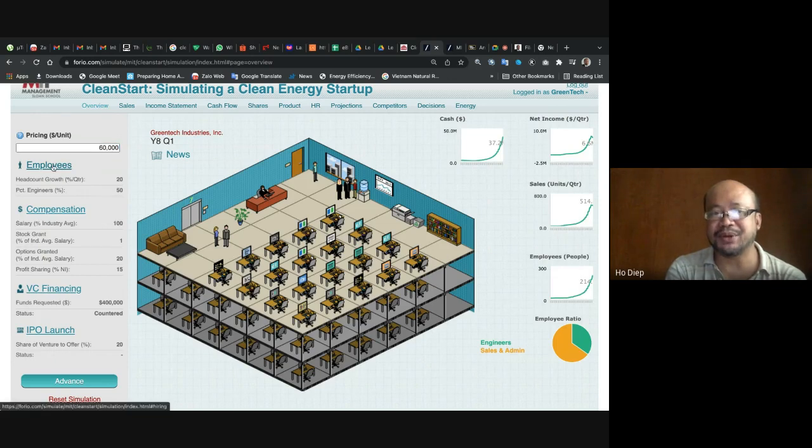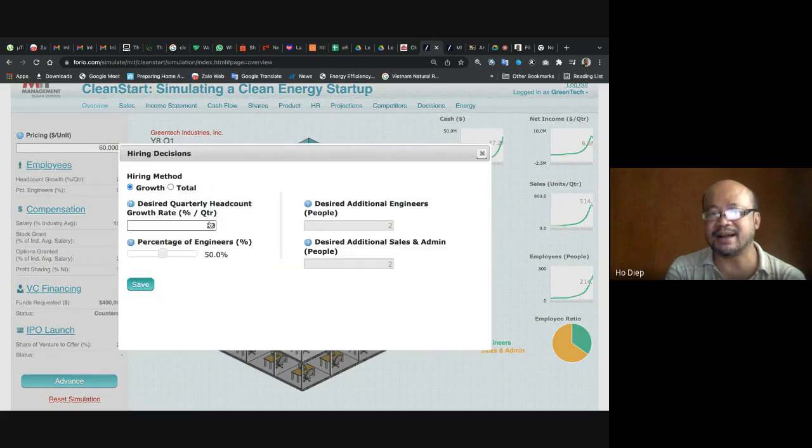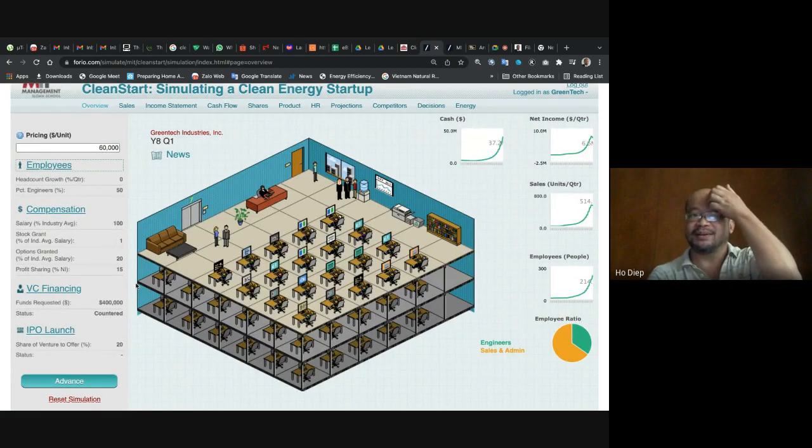In terms of employees, I want to freeze the hiring. Employees isn't a problem at the moment. So let me freeze employees and reduce the price. Hopefully the sales will turn around.